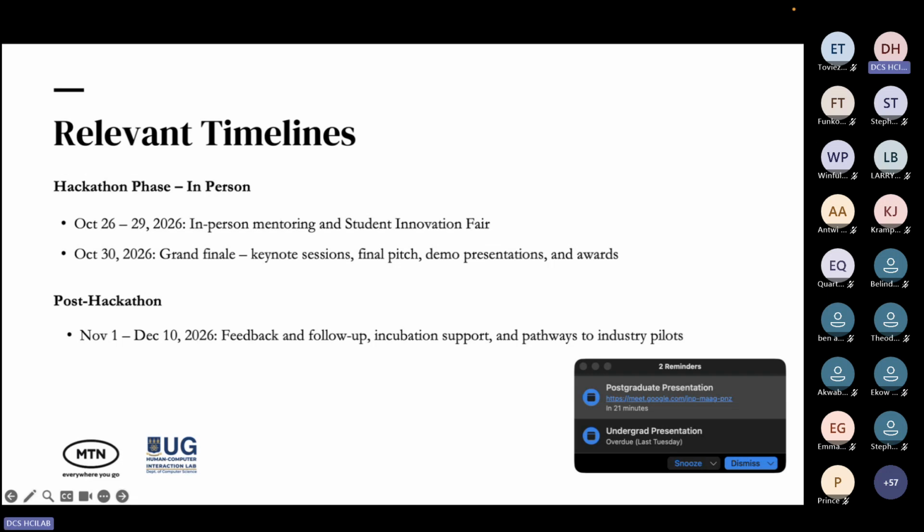Now, at the end of the 30th of October, of course, we would have 3 main winners: the first, the second, and the third. Those 3 teams will move on to the post hackathon. Sorry, I've missed that point. But the post-hackathon period is the time frame that you are now allowed to finalize your products and roll it out.